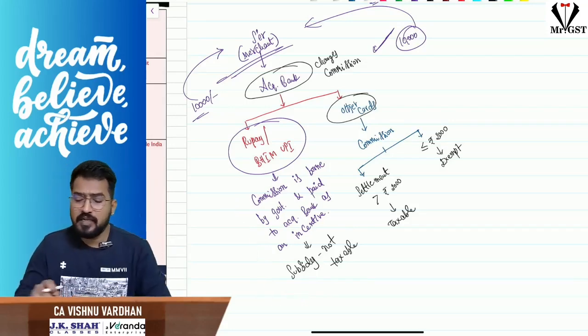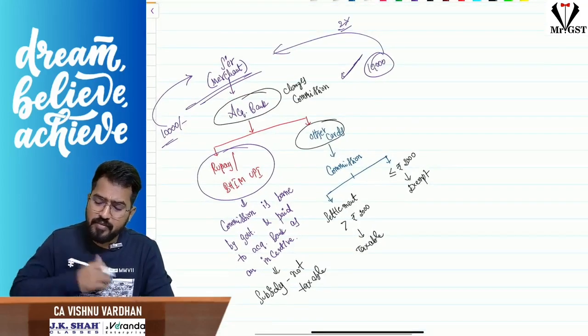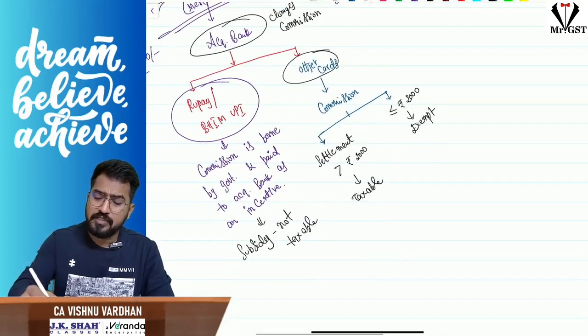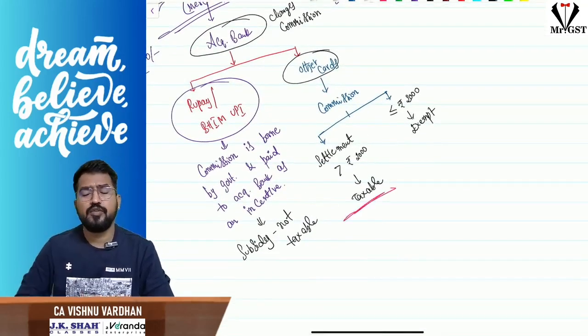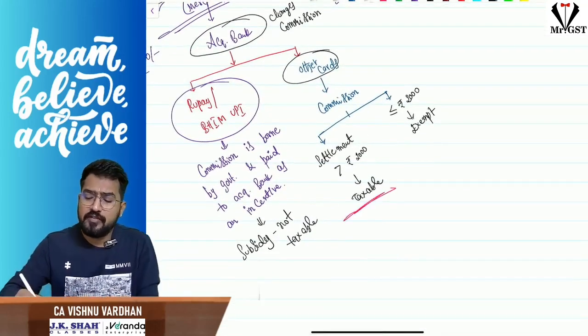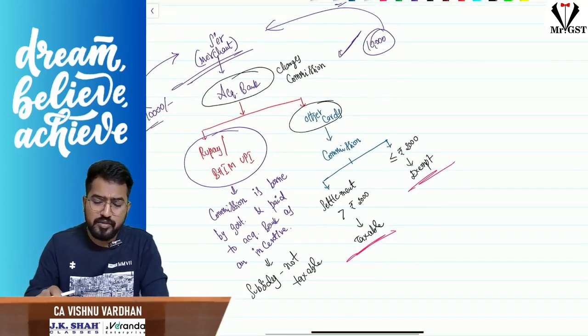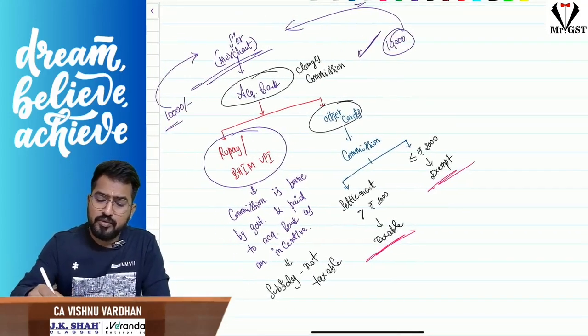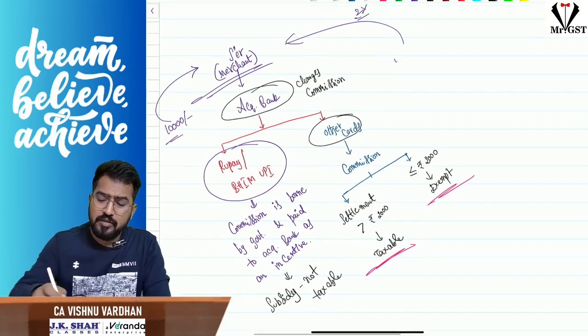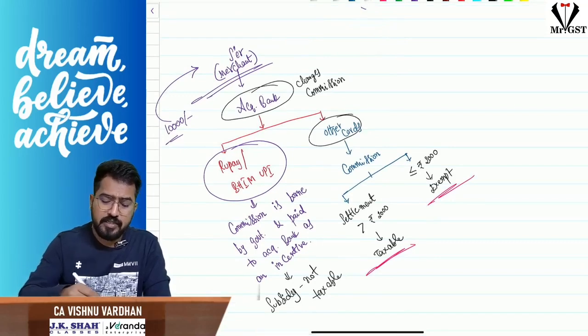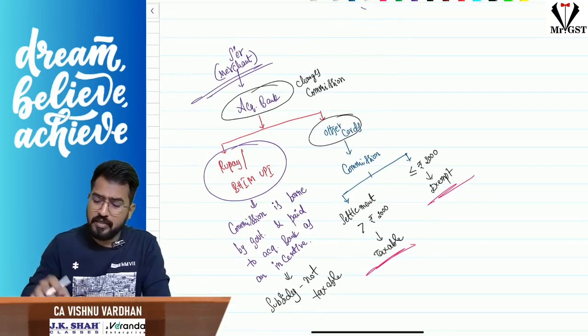But sir, for other cards you will charge commission, and if that settlement amount is greater than 2000, that commission is taxable. Otherwise it is exempt under GST. So that is the concept. Just make sure you are clear with this. Either take a screenshot or copy it somewhere as you wish.